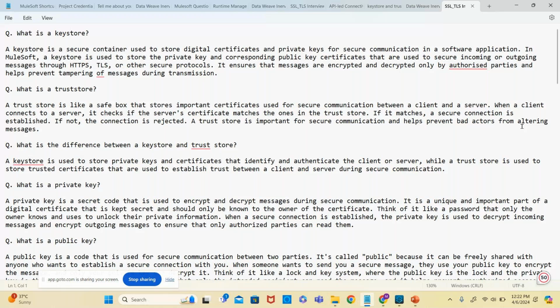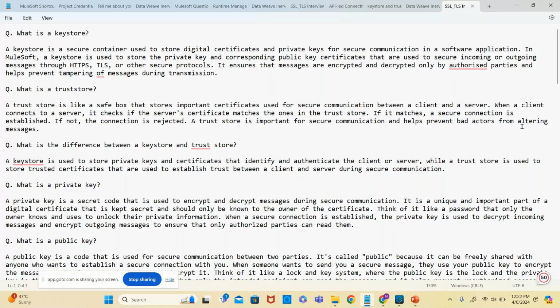Now, what is a private key? A private key is a secret code that is used to encrypt and decrypt messages during secure communication. See, as part of the secure communication process, the HTTPS process, we try to secure the messages by encrypting and decrypting. Exactly. For that we need some key to do that, right? With the help of the private key, we are trying to do it. Private key and public key, exactly.